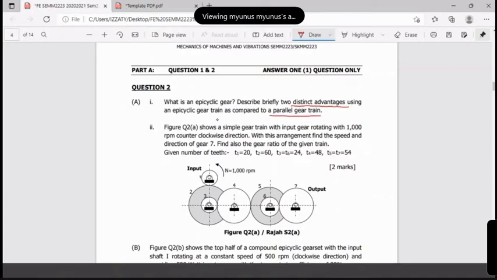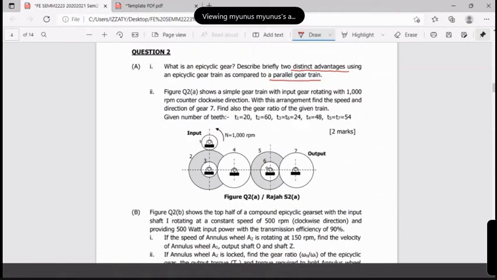What is the parallel train? The parallel train is hoist. So what is the distinct advantage? In the parallel train, if you hold one, the whole gear will not move. But in the epicyclic, if you hold any part of the gear, the other gear is still operating. So that is the most distinct advantage. Okay, question number 2 is also not very difficult.